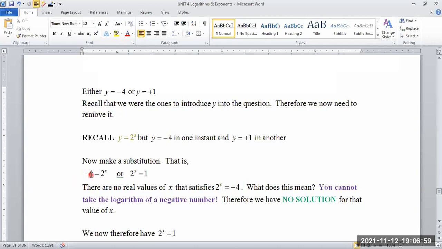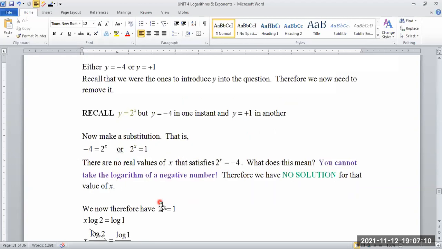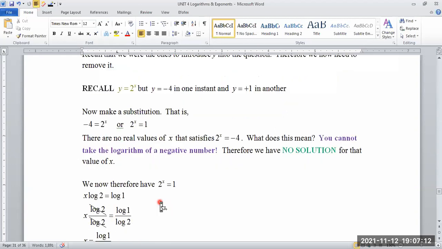No real values satisfy that. What does this mean? You cannot take the logarithm of a negative number. So therefore, we have no solution for that value of x.